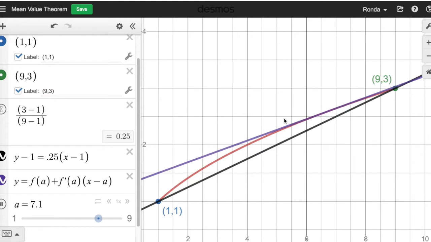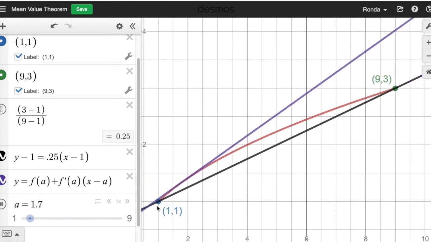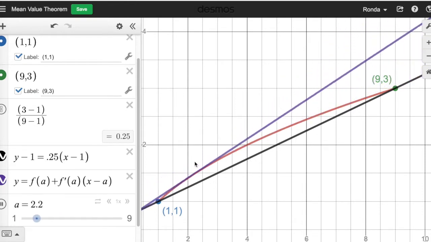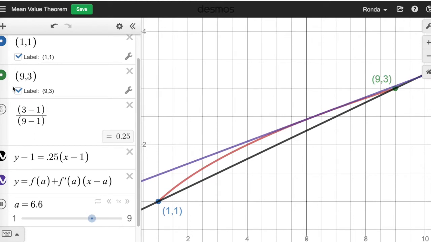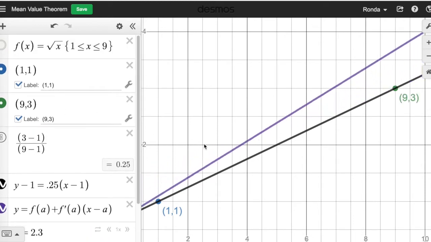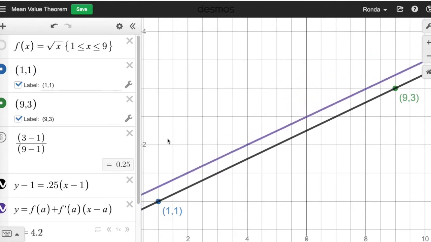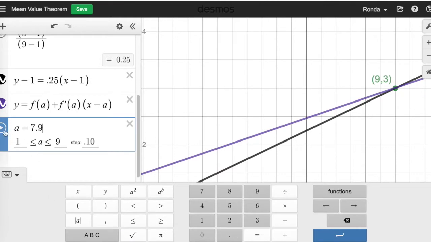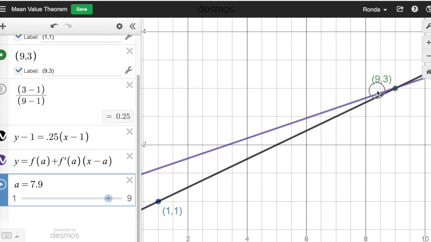So what the mean value theorem basically says is that somewhere between x equals 1 and x equals 9, the slope of my tangent line will be equal to the slope of this line, which means visually they'll show up as parallel. So if I take away the actual function and just look at the two, somewhere we passed it right in there, and it looks like it's parallel. So let's stop it here and see if we can figure out where that is.